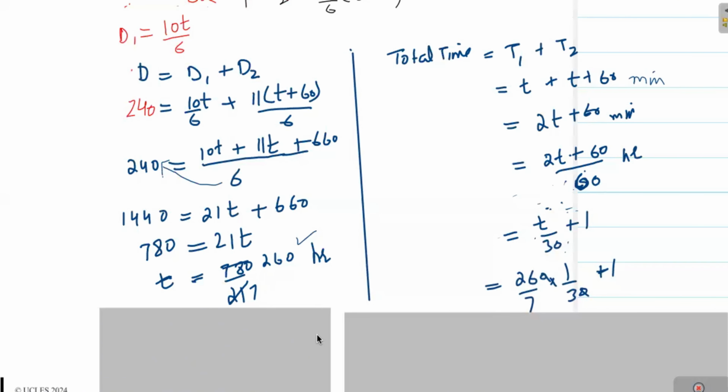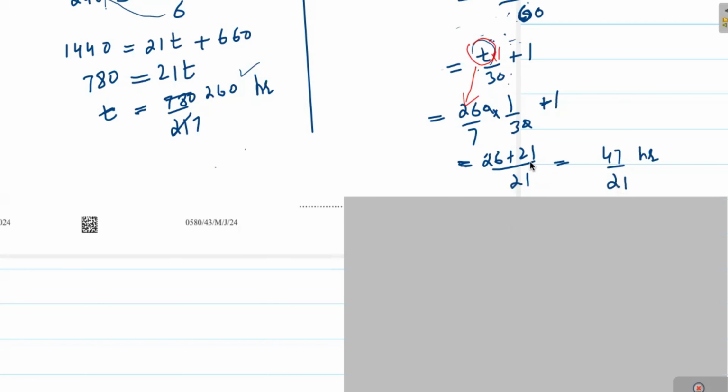Next, we will substitute the value. T is 260 over 7. Look here, the value of t is 260 over 7. We will substitute the value 260 over 7 into t over 30. We will write plus 1 as it is. Now this value become 260 divided by 30. That become 26 over 3. Now 26 multiply 1, 26, and 7 multiply 3 is 21. Therefore, we can write this 26 over 7, 21 plus 1. Value become 47 over 21 hour.